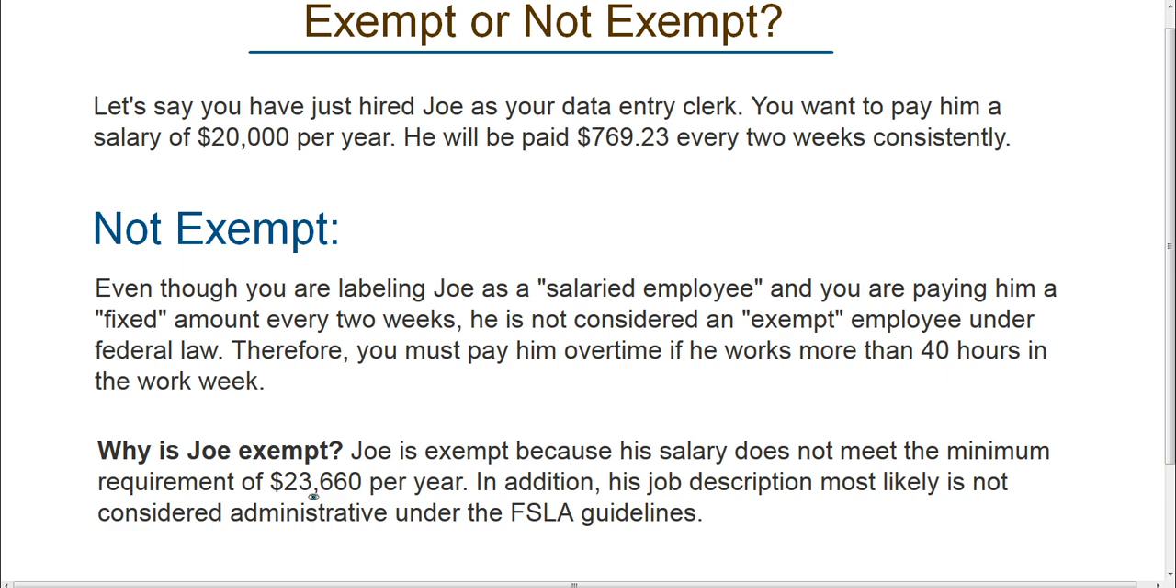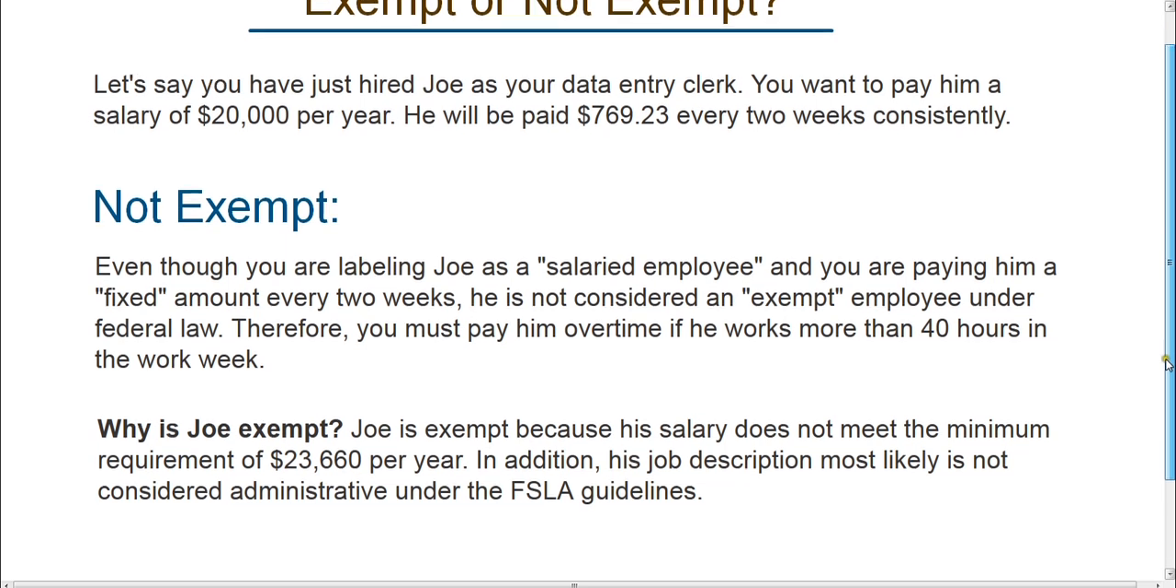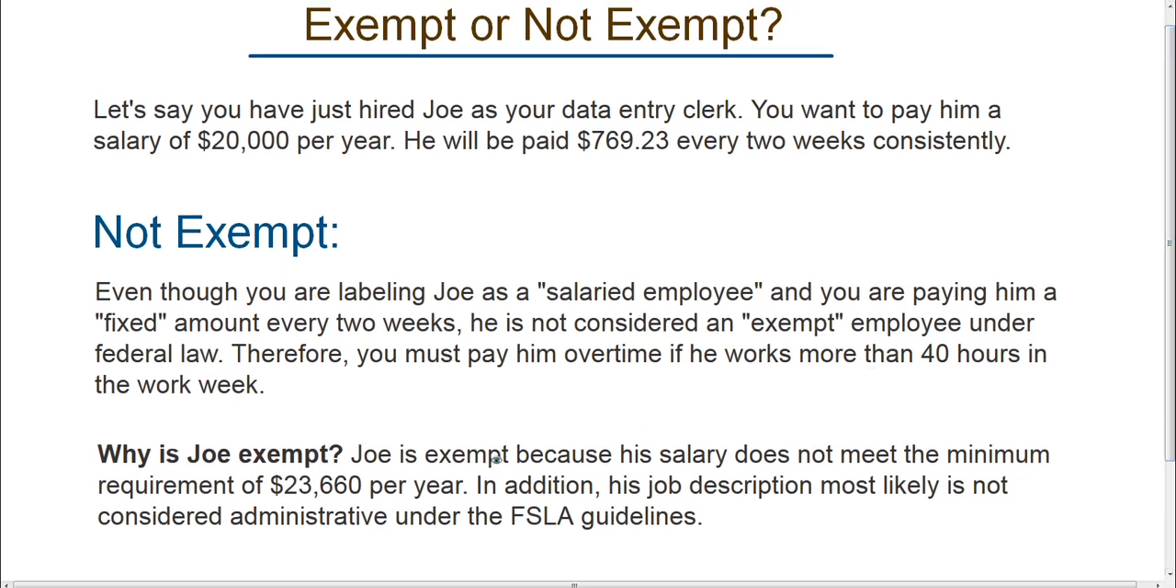those guidelines. So you have to read those guidelines very carefully if you're determining whether the job description meets the exempt status. So even though you consider him a salaried employee and you pay him consistently, if he works over 40 hours per week, you must pay him overtime. And that is a federal law.